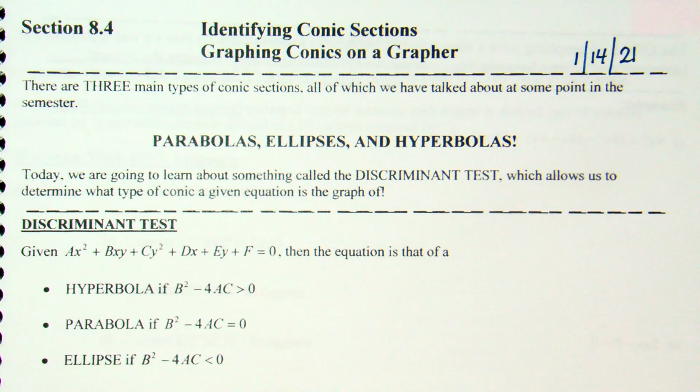So, there are 3 main types of conic sections, all of which we've talked about at some point this semester: parabolas, ellipses, hyperbolas. Today we're going to learn something called the discriminant test. The discriminant test allows us to determine what type of conic a given equation is the graph of. So again, we don't have to graph it, we don't have to look at the form it's in, we can use this information.